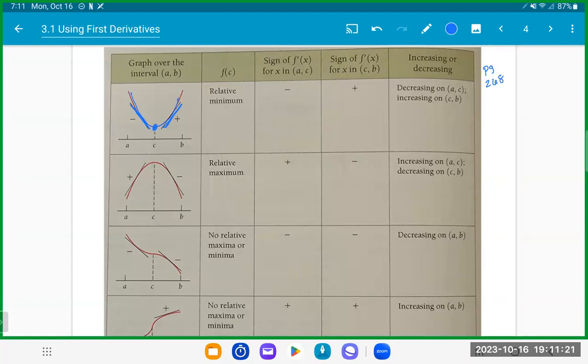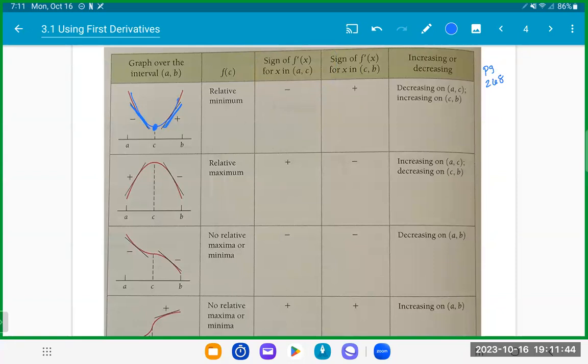And you can see here, this box tells me that my first derivative on the interval from A to C is negative, and my first derivative from C to B is positive, and so that's how we can keep this in mind, right?